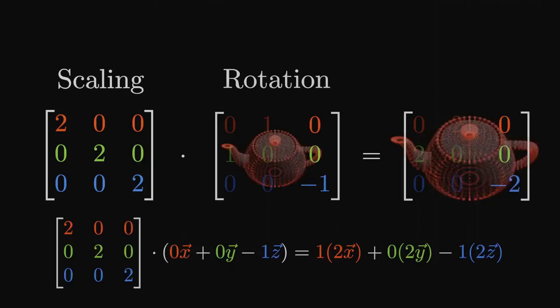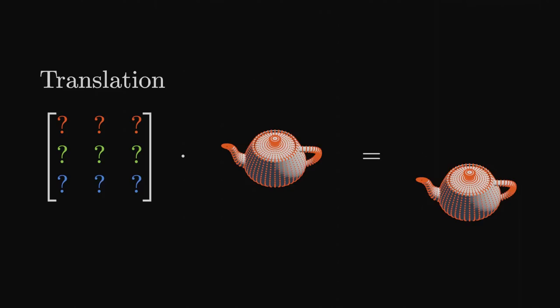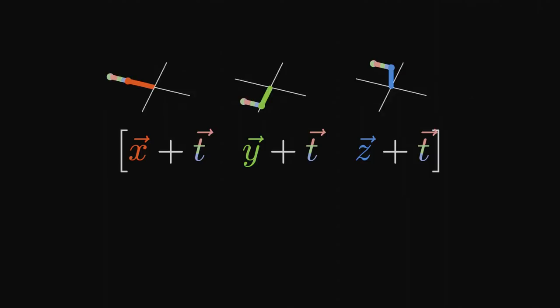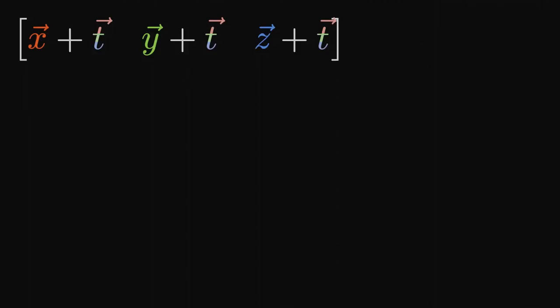Now that we have this very useful mathematical tool, it's just a matter of figuring out how we can accomplish the remaining transformations with it. However, as soon as we try to integrate translation, we run into a problem. Our first guess on how to accomplish this might be to replace each vector with a translated version, similar to how we accomplish scaling and rotation. However, when we try this, we end up with a very weird transformation.